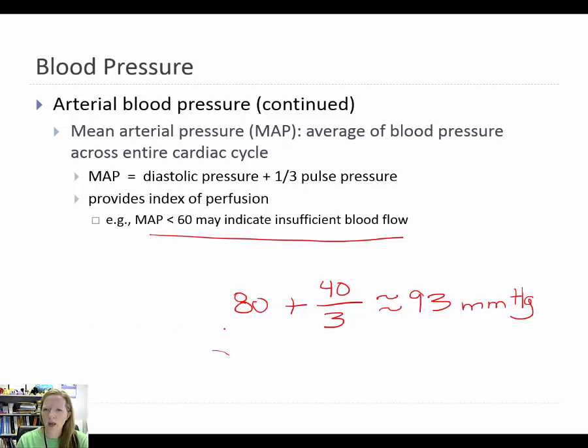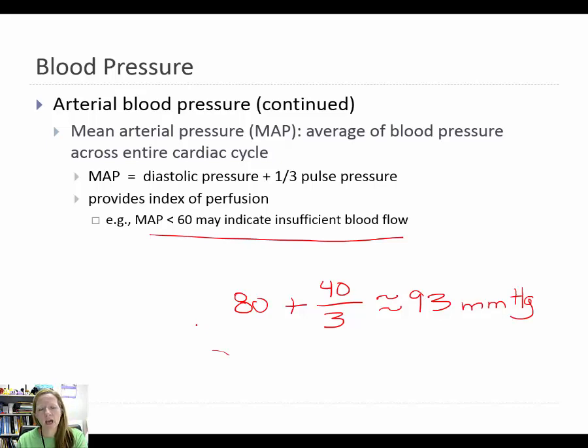And it makes sense, right? Because what you're looking at is these two different pressures that stem from the heart. So it's saying, hey, something's going on with the heart, or it could be something along the lines of the blood vessels. So it's a really great indicator as far as blood flow. All right, so that is arterial blood pressure.